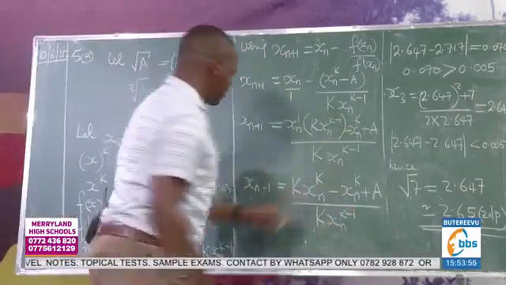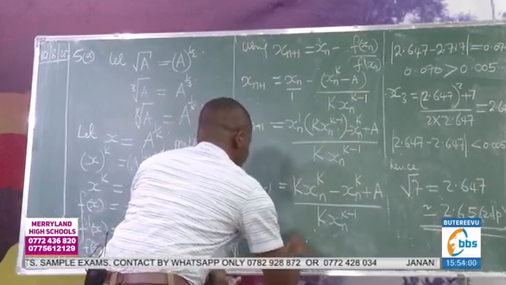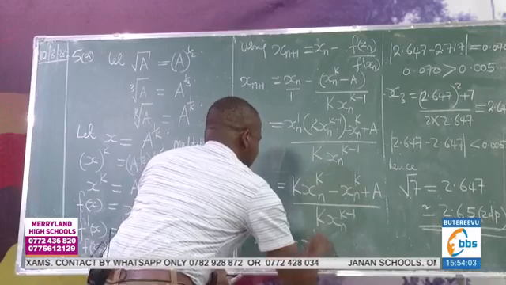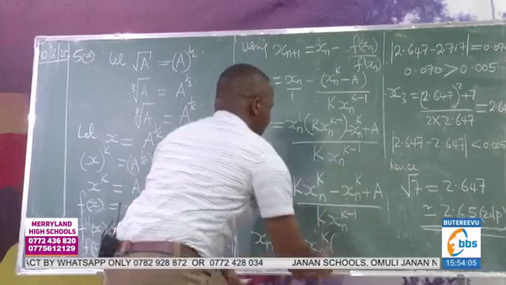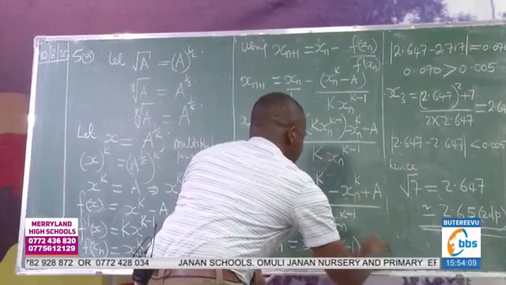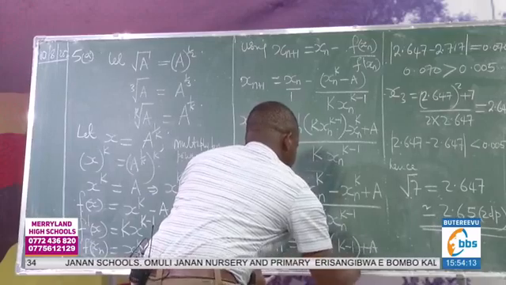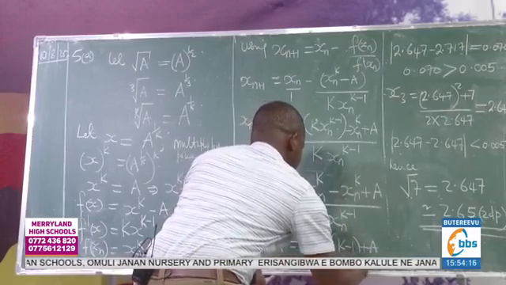This is factorized to get the final expression, as xn to the k is common. So we shall have k minus 1 times xn to the k plus A, all over k xn to the k minus 1.